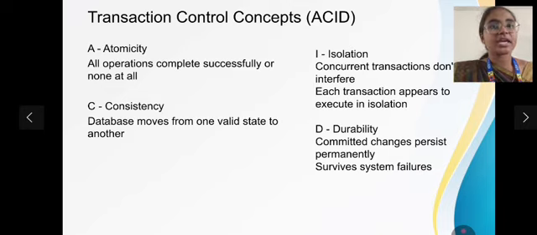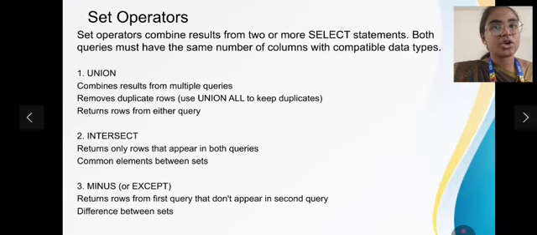Transaction control concepts: ACID properties. A stands for atomicity: all operations complete successfully or none at all. C stands for consistency: the database moves from one valid state to another. I stands for isolation: concurrent transactions don't interfere. Each transaction appears to execute in isolation. D stands for durability: committed changes persist permanently and survive system failures.